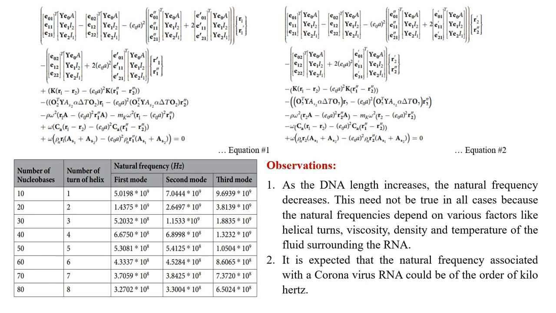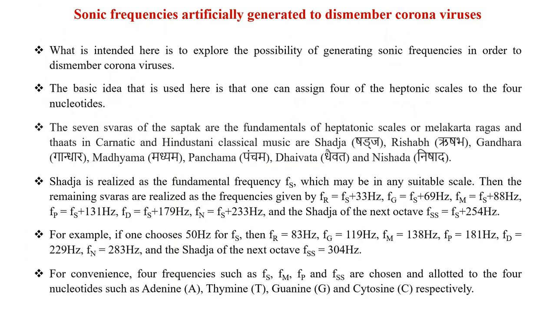Number 2, it is expected that the natural frequency associated with the coronavirus RNA could be of the order of kilohertz. What we try to make out here in this slide is that sonic frequencies could be artificially generated to dismember coronaviruses, a significant direction in devising methods to combat viruses.